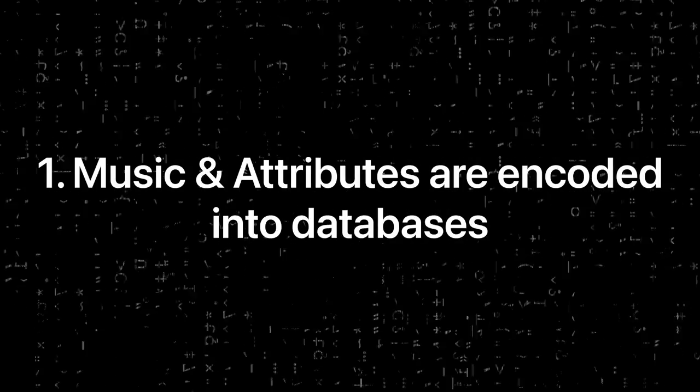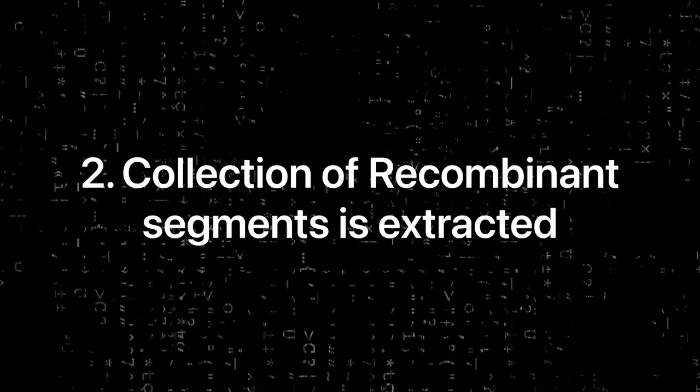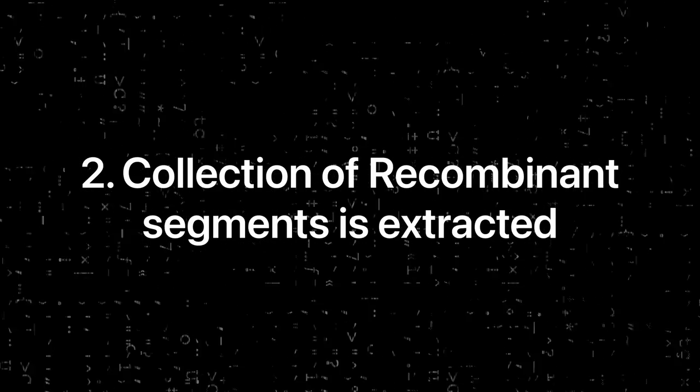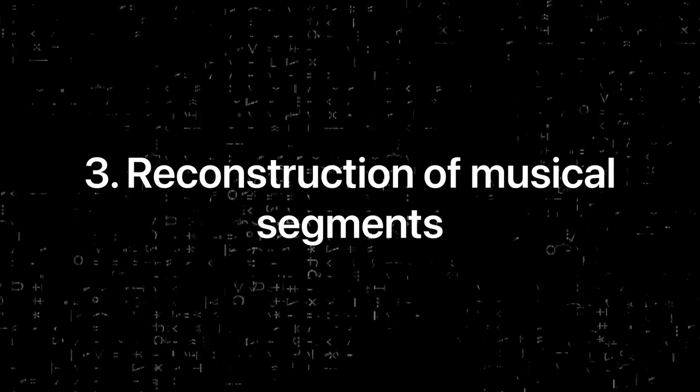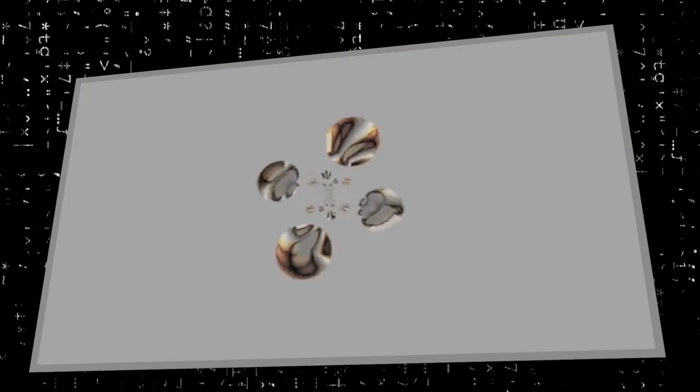First, music and its attributes are encoded into databases. Then the collection of the recombinant segments is extracted using certain identifiers and pattern matching systems. From there, musical segments are categorized and reconstructed in a logical, musical order, such as EMI Vivaldi, a composition created by Cope's EMI program.